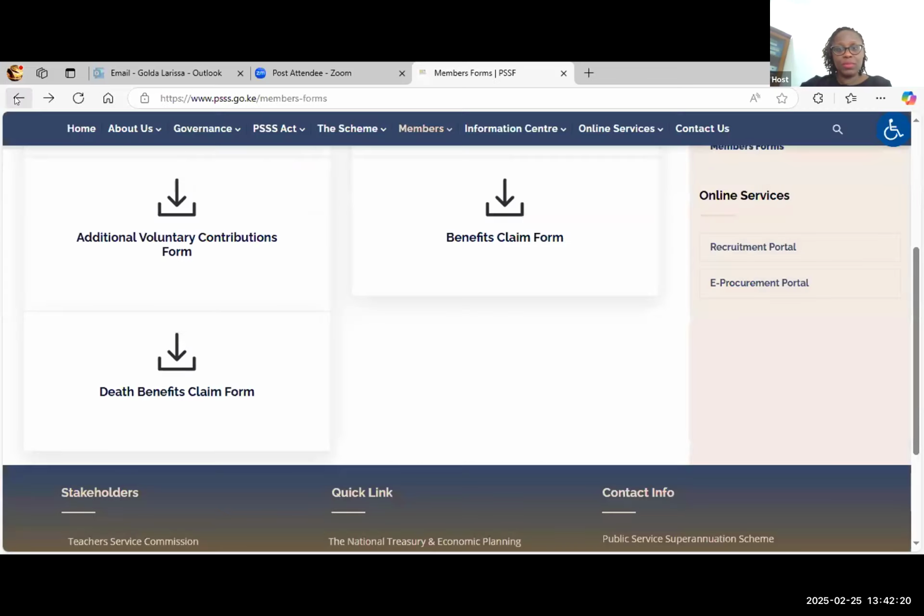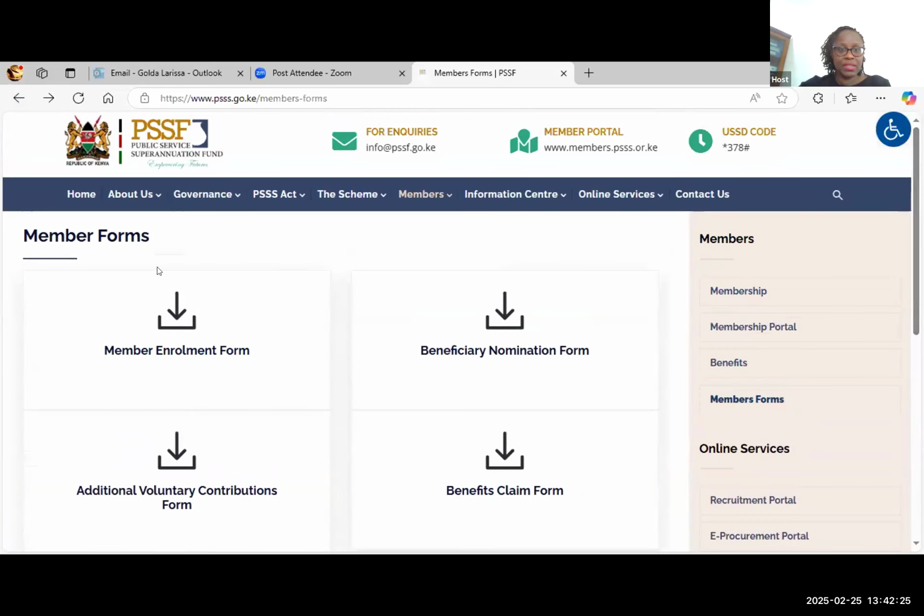I have gone through these forms very quickly. However, it was important for us to go through these forms and know them. We hope that you will interrogate the forms and understand them and not wait for the last minute to ask, where are the forms? These forms are available on our website. These forms are available at your HR offices. These forms are available at our offices. You're welcome to visit. But the most important forms that we are looking at today are the member enrollment form and the beneficiary enrollment form, the beneficiary nomination form.